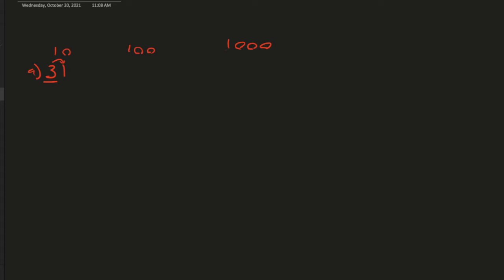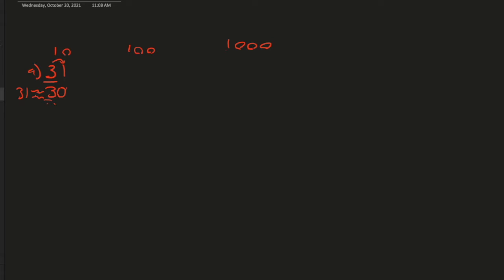Remember our rule: 4 or down rounds down, 5 and up rounds up. So we see this, and it's going to round down because 1 is smaller than 4. We round down to a flat 30. That's our answer. So we say 31 approximately equals 30, and that's how we answer that one.